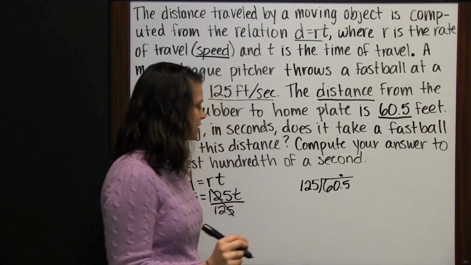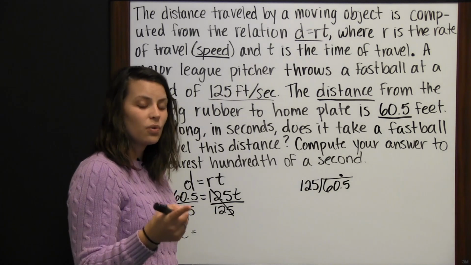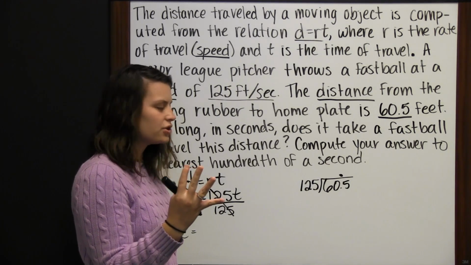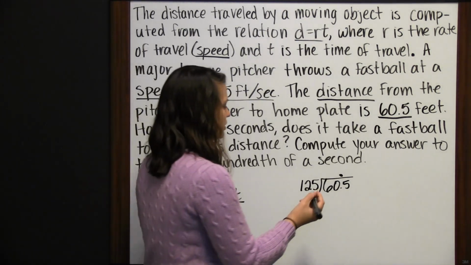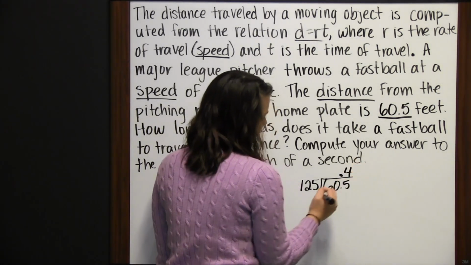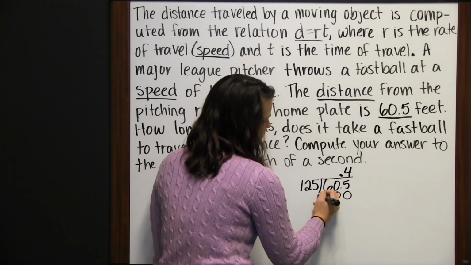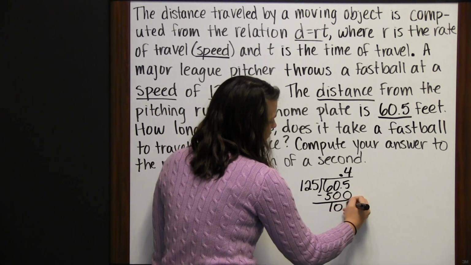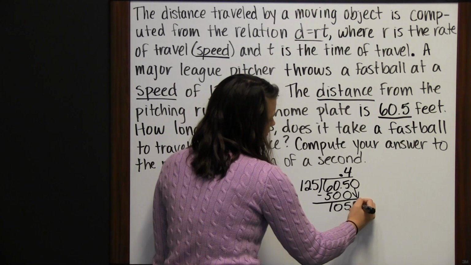125 does not go into 60, but it does go into 605. So you've got 125, 250, 500, and then one more time would be 625, so that means it only goes 4 times. And that is 500. We subtract, and we get 105. Add another 0, bring it down.